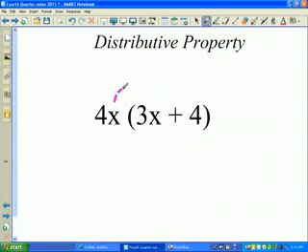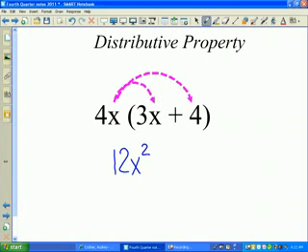So when you have your distributive property, we know that when we distribute, we multiply. So in this case, I'm going to distribute 4x to everything inside the parentheses. So now, 4x times 3x, that is 12x squared. The reason why that x is squared is because when we multiply, remember, we add the exponents.